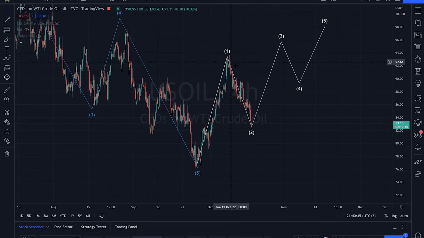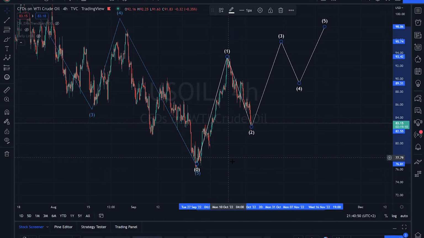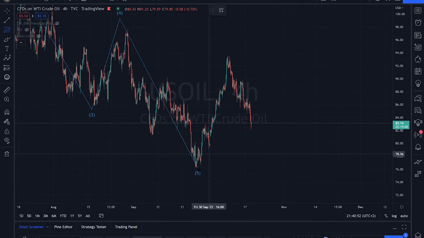But this wave 2 here being a correction to the wave 1, let's have a look, see if we have a Fibonacci level on there.